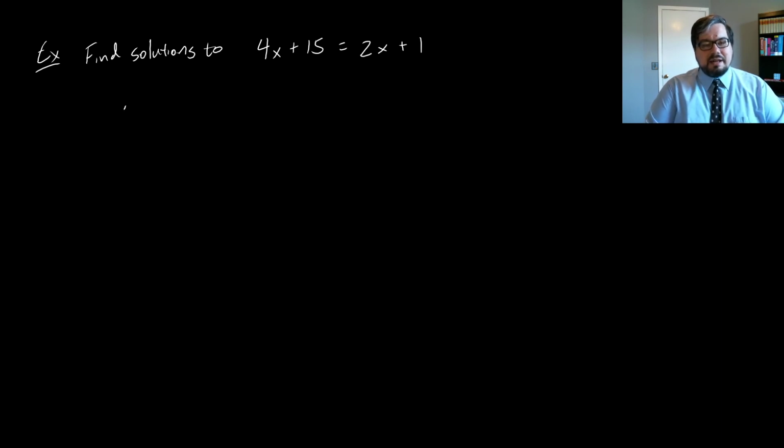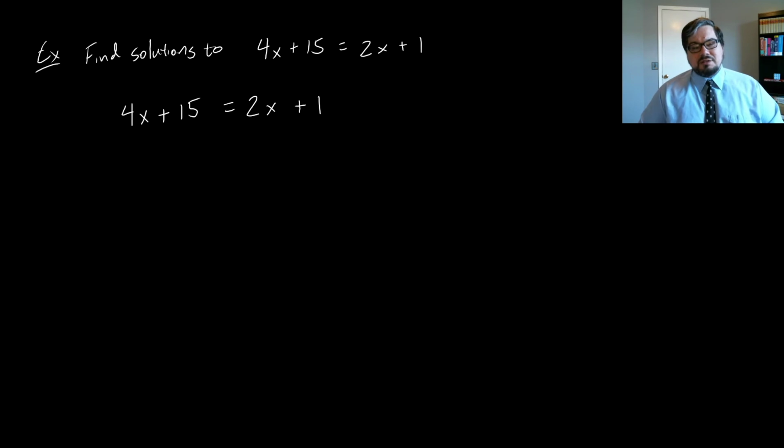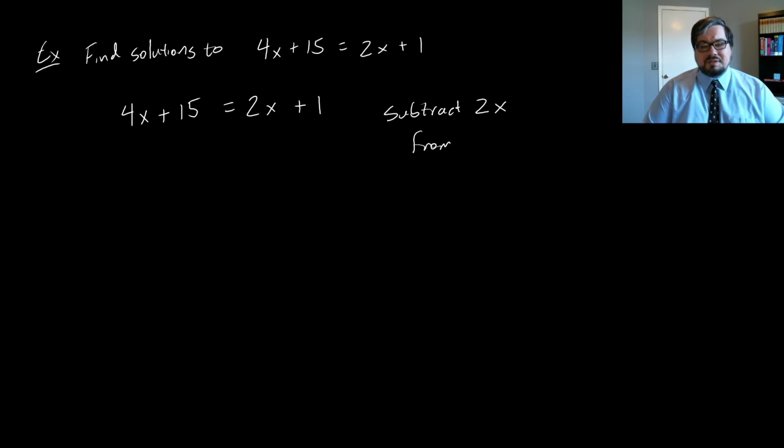So let's go ahead and start working it out. We've got 4x plus 15 equals 2x plus 1. So what I'm going to try to do is to get the x's by themselves. I want to get just x on one side of the equation, just a number on the other side like we did last time. If we can get there, then the solution will be obvious. So what I'm going to do is, first of all, subtract something from both sides of the equation, but now I'm going to subtract 2x from both sides.